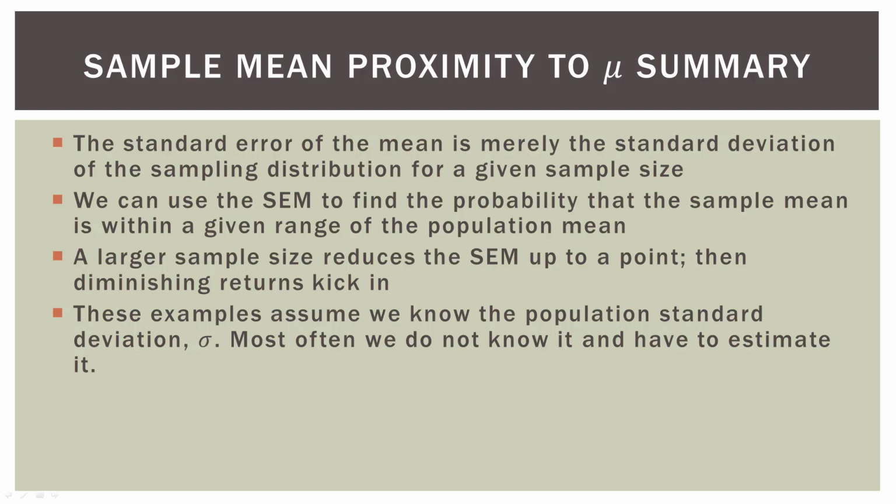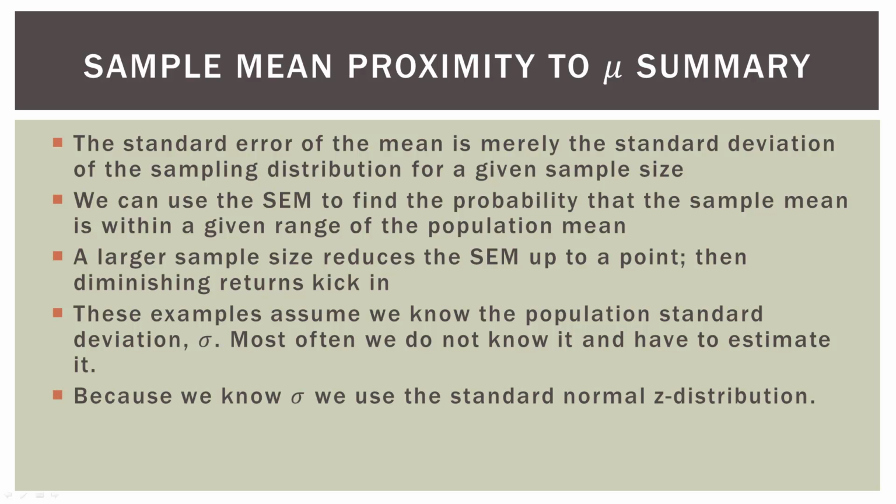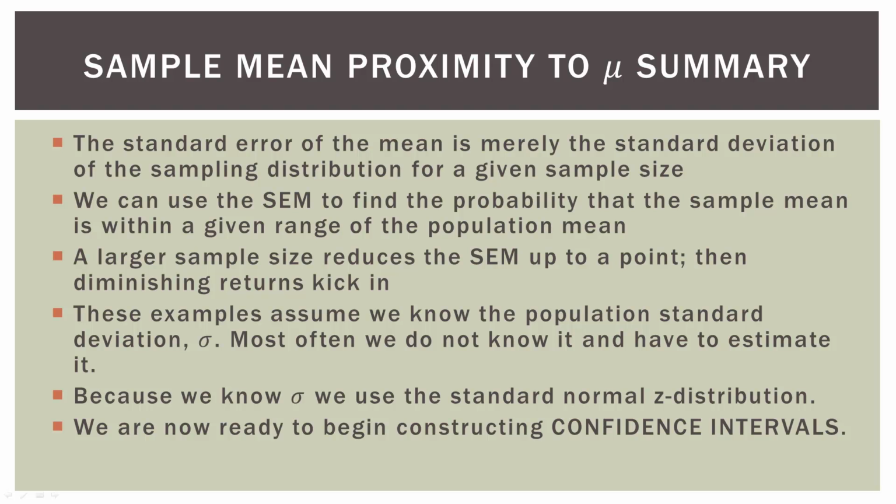Now these examples do assume we know the population standard deviation, sigma. Most often we do not, and therefore we have to estimate it. And we'll talk about that also in another video. Now because we know, in this case, the population standard deviation, sigma, it's okay for us to go ahead and use the standard normal z distribution. If we don't know it, we would use the t distribution, and we'll talk about that in a future video. Now we're ready to begin constructing what are called confidence intervals, which are a mainstay, a very important part, a foundation of any introductory stats class.